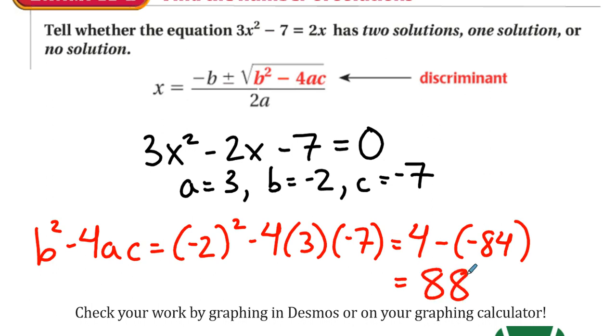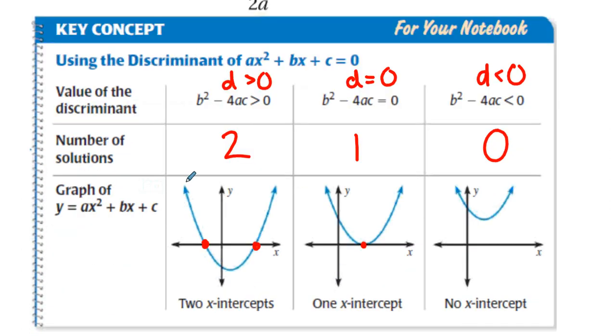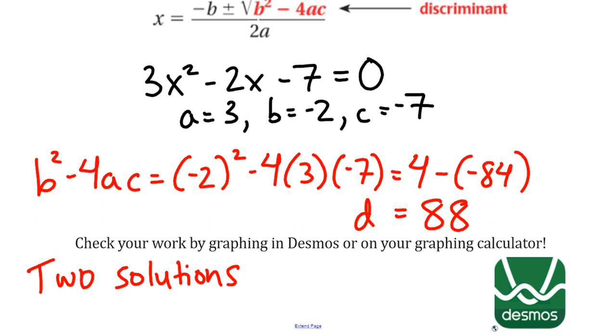My discriminant is positive, so if you need to, you go back to your table. Your discriminant is positive, you're going to have 2 solutions, or if they're asking you about the graph, you'd have 2 x-intercepts. So what was the question asking you? The question was asking you how many solutions. You would say there's going to be 2 solutions, and you need to justify, you need to explain how you know. And the reason why is since the discriminant is greater than 0.